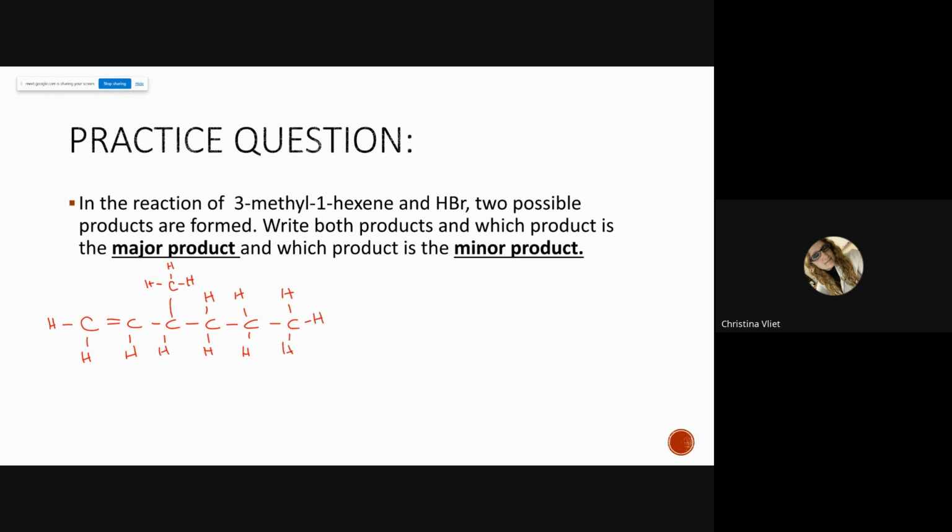3-methyl-1-hexene, right? What are we putting this with? HBr. Is this XX or XY? What do you think? XY, right? Because it's two different atoms. So does it matter which carbon of the double bond the hydrogen adds to and which carbon of the double bond the bromine adds to? It does. Now they tell you to say both possible products. So one product is the hydrogen goes to the end and the bromine goes to the one right there.